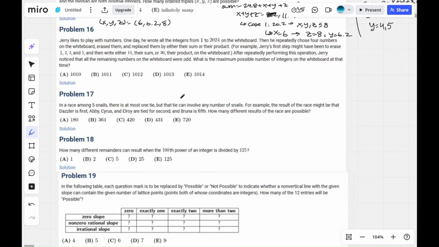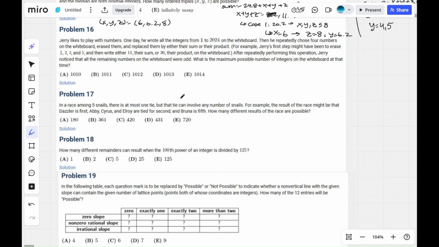Moving on. Jerry likes to play with numbers. One day he wrote all of the integers from 1 to 2024 on the whiteboard. Then he repeatedly chose 4 numbers, erased them, and replaced them by either their sum or their product. After repeatedly performing this operation, Jerry noticed that all the remaining numbers on the whiteboard were odd. What is the maximum possible number of integers on the whiteboard at that time?